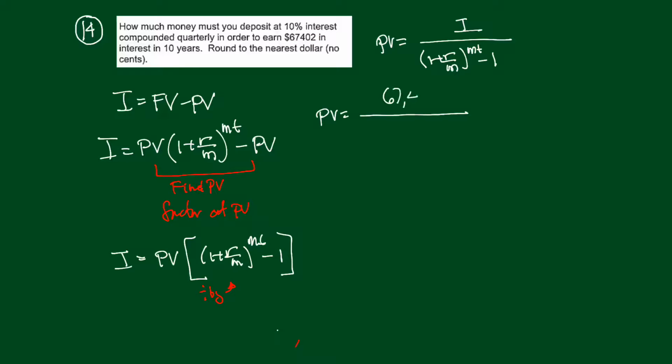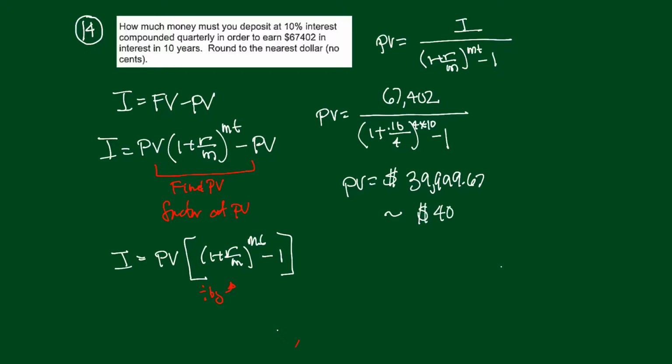So 67,402 divided by 1 plus, the interest rate was 10%, so 0.10, and we're doing this quarterly, over 4, 4 times, and we're going for 10 years, and then minus 1. When I did that on my calculator, I got 39,999.67, and so on. This is just rounded off for sure. This is going to be $40,000.